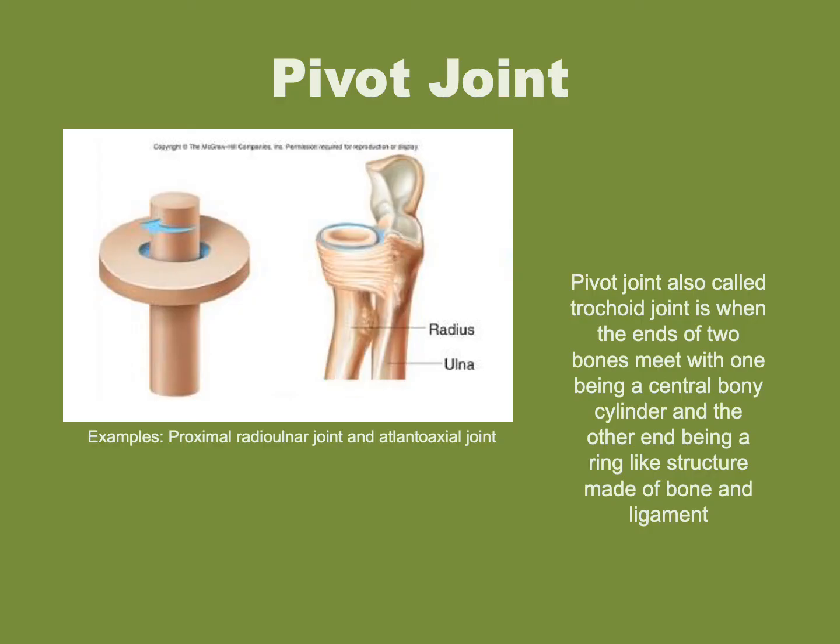The fifth type of synovial joint is pivot. A pivot joint is also called a trochoid joint, and it is where the end of 2 bones meet, with one being a central bony cylinder and the other being a ring-like structure made of bone and ligament. An example of this would be the proximal radioulnar joint and the atlantoaxial joint.